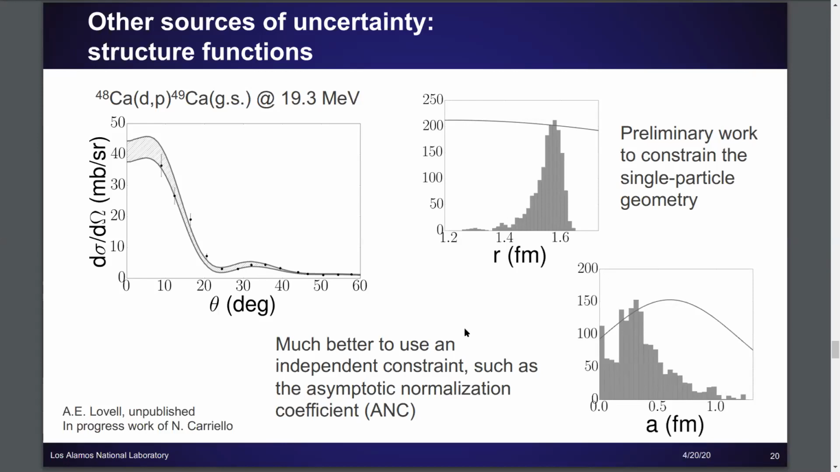And ultimately, it would be much better to use an independent constraint, such as the asymptotic normalization coefficient, to really be able to constrain this geometry so that we can make a full prediction for the transfer cross-section, as opposed to having to feed in the transfer data. And this is something that Nick Crelio at MSU is currently working on.